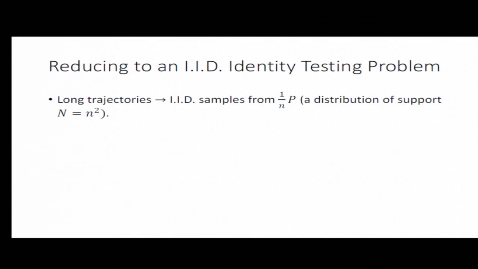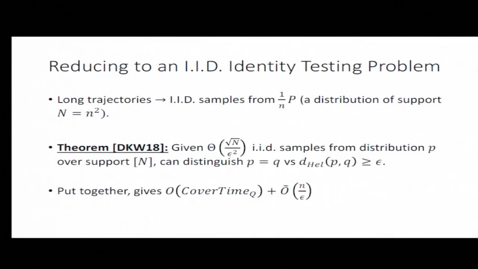So what is this distribution? We take the transition matrix P of the chain, and we multiply every element with 1 over n. Now if we flatten it out, we can view it as a distribution over n square elements instead of n elements. And once we are able to simulate these i.i.d. samples using black box results from property testing in the i.i.d. setting, we obtain our upper bound.